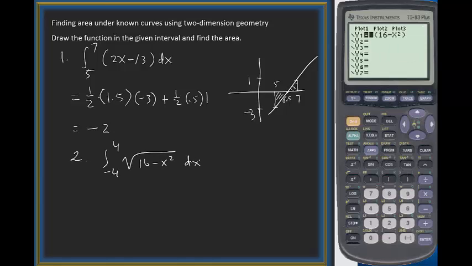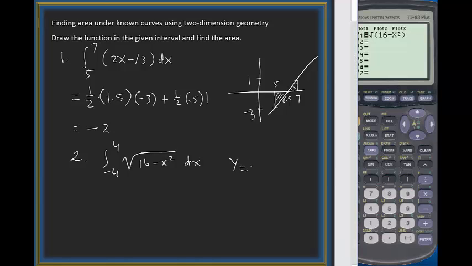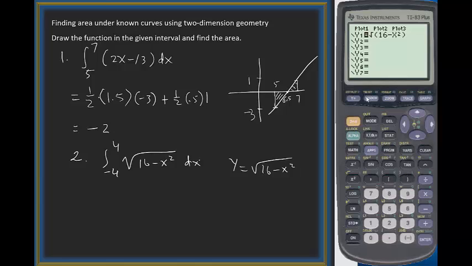The second example is the integral from negative 4 to positive 4 of the square root of 16 minus x squared. If you identify the function, y equals square root of 16 minus x squared, it is a semicircle, the upper half of the circle. You can go to the calculator, type your function, take your window, maybe negative 5 to positive 5, and graph it, and see that your graph looks like this one. So this is the half of the circle.